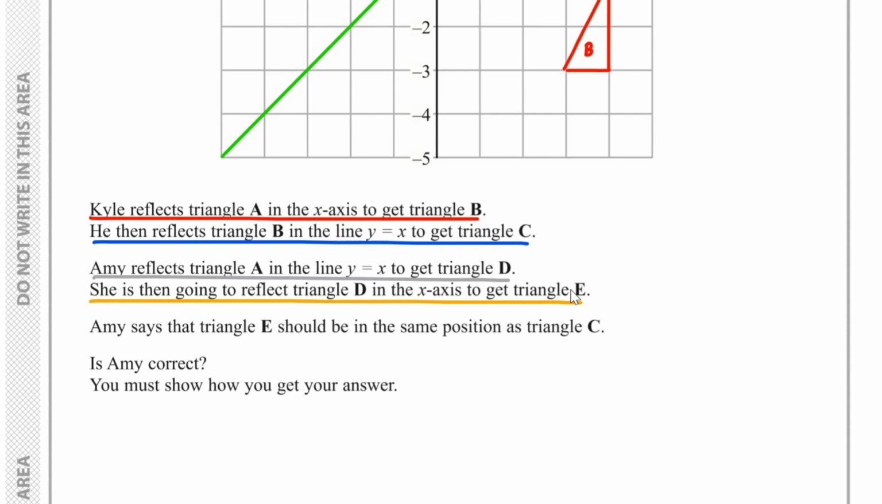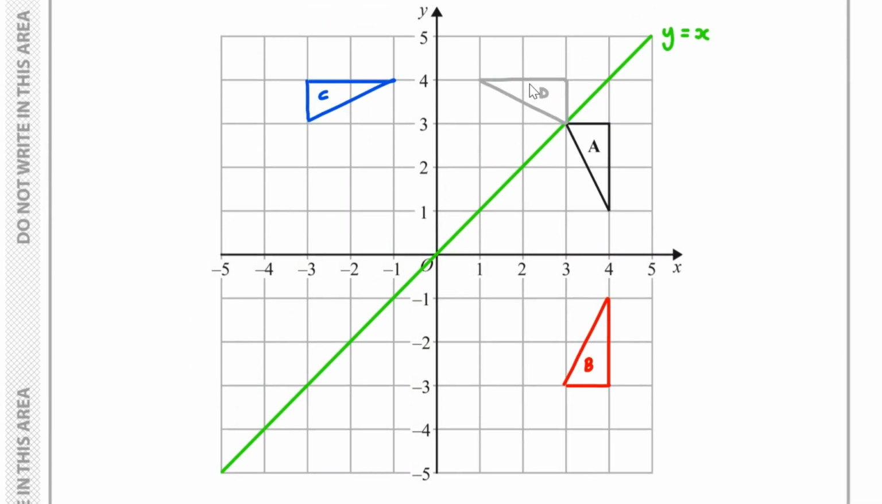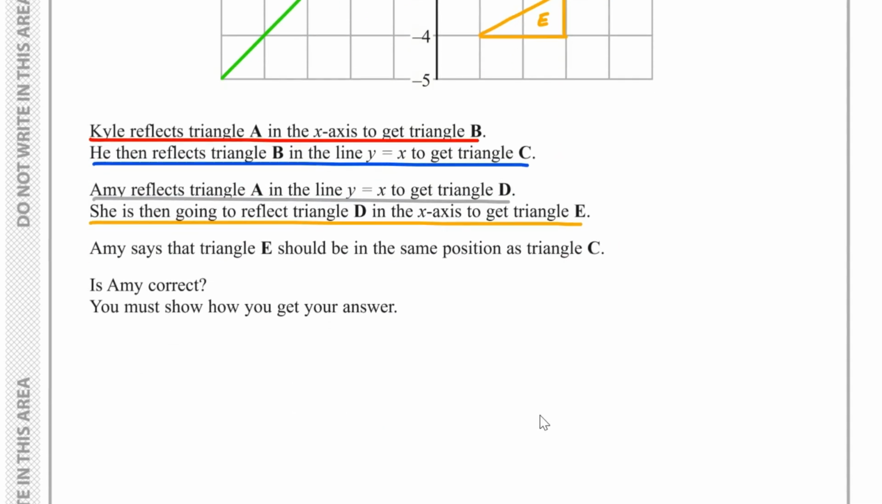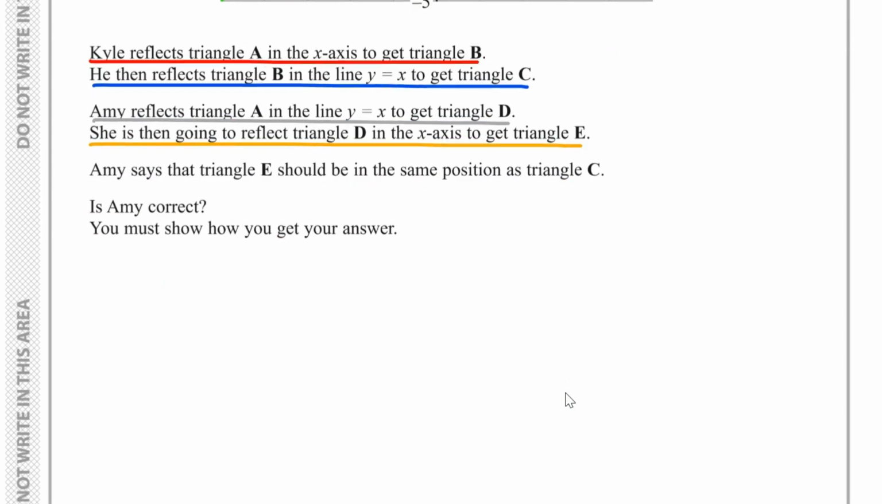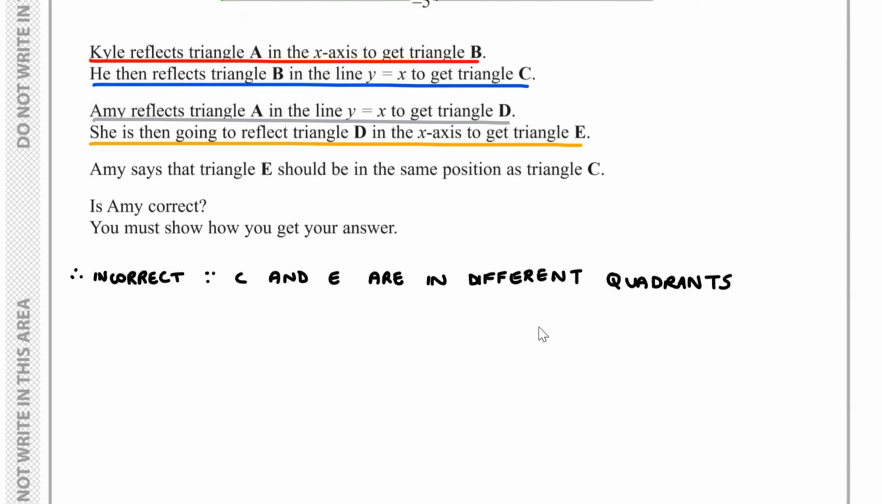So let's take a look at this line. If I reflect D in the line y equals 0 or the x-axis, we would get something looking like this. So here we have E. And if we take a look at what Amy is saying, that E is in the same position as C, you can clearly see they are not in the same position. So therefore, she is incorrect because C and E are in different quadrants.